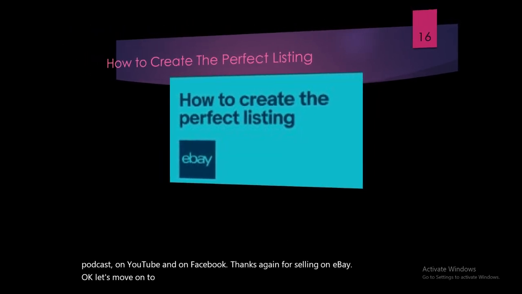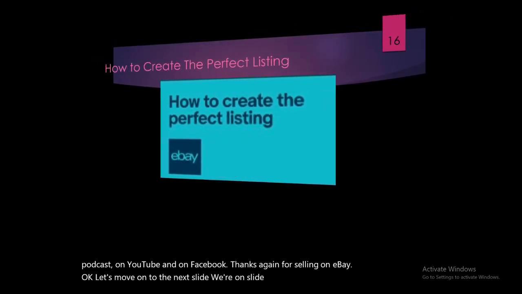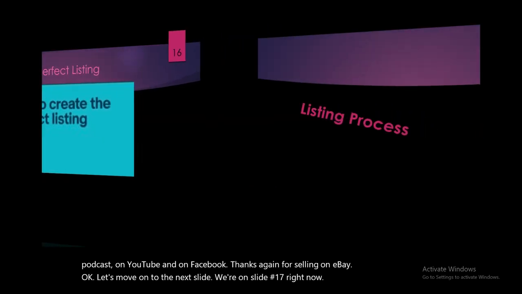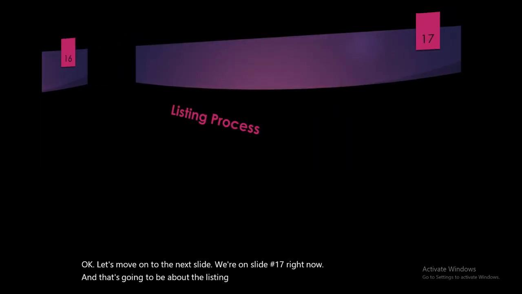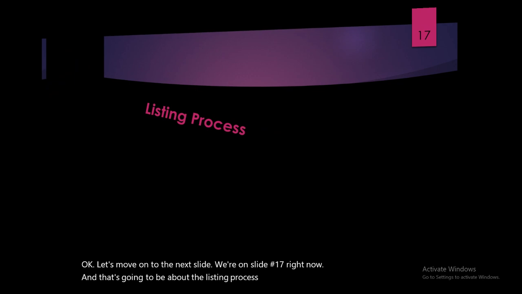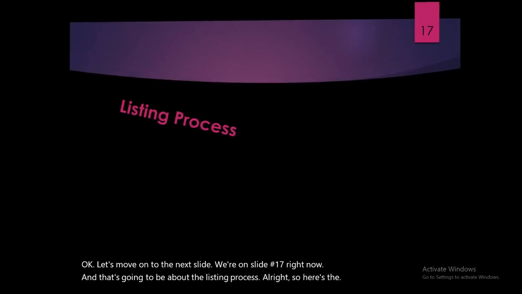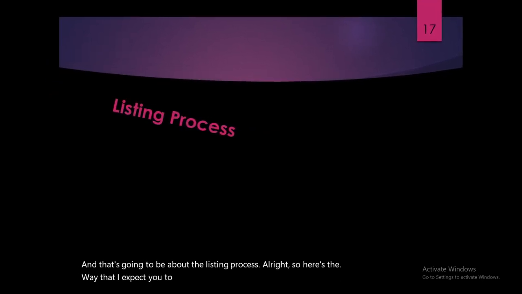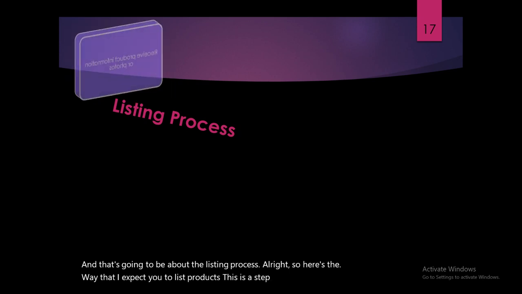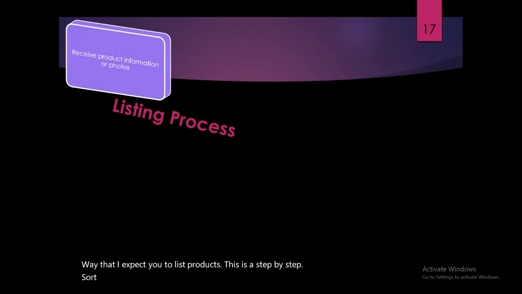Okay, let's move on to the next slide. We're on slide number 17 right now, and that's going to be about the listing process. All right, so here's the way that I expect you to list products. This is a step-by-step sort of a thing.